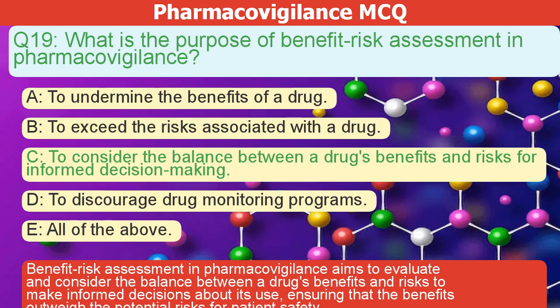The correct answer is C. Benefit-risk assessment in pharmacovigilance aims to evaluate and consider the balance between a drug's benefits and risks to make informed decisions about its use, ensuring that the benefits outweigh the potential risks for patient safety.